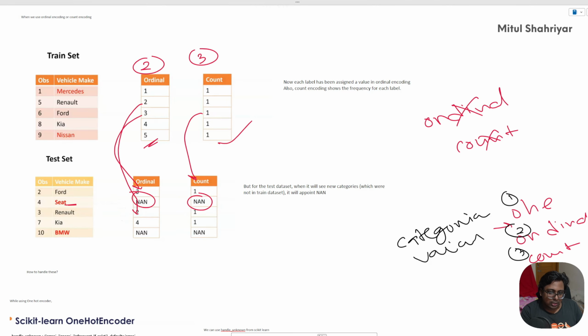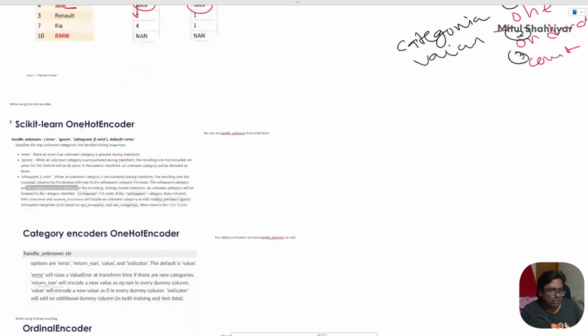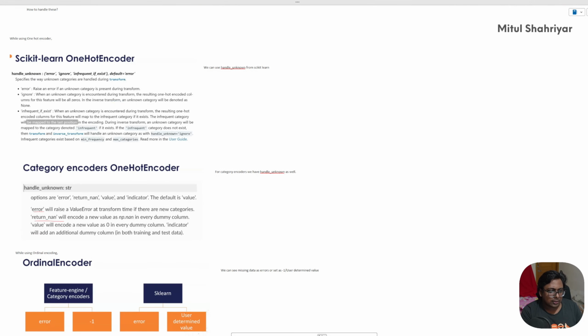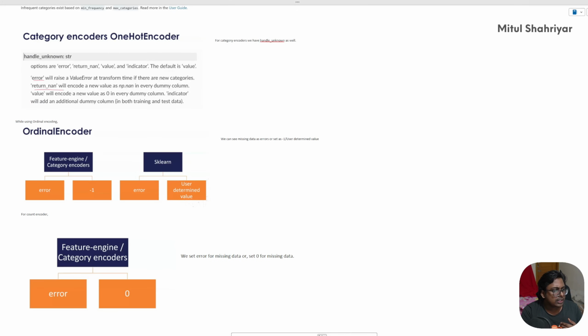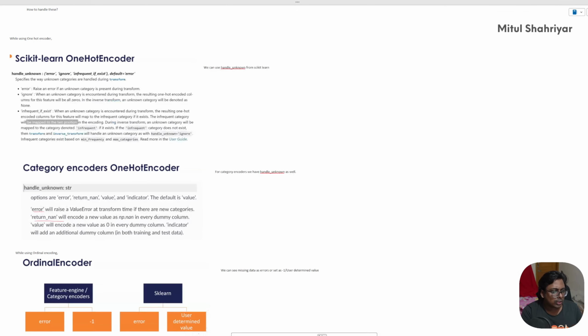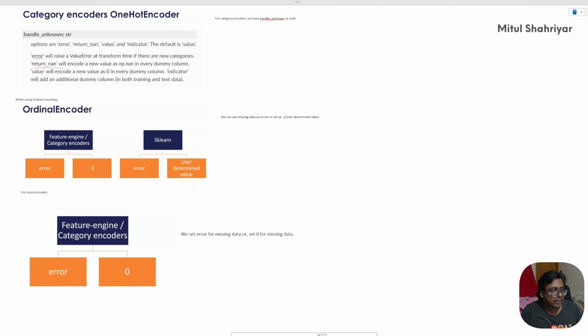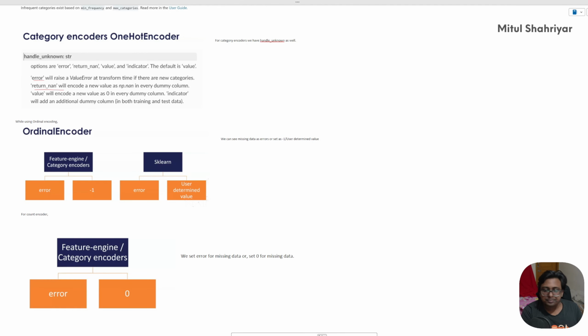But okay, we will deal with these things. But before that, let's go for the coding portion and let's see how one-hot encoding and other techniques look. Specifically, first of all, we'll start with one-hot encoding, then ordinal encoding, and then the count. Okay, let's go for the coding portion.